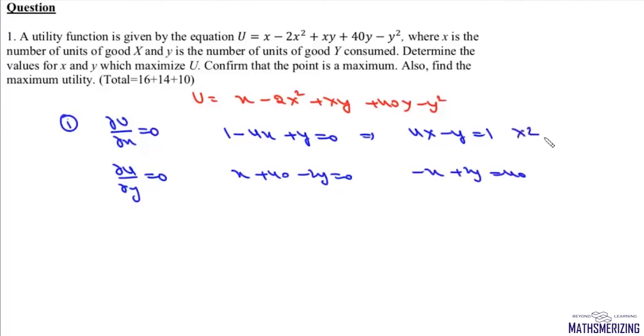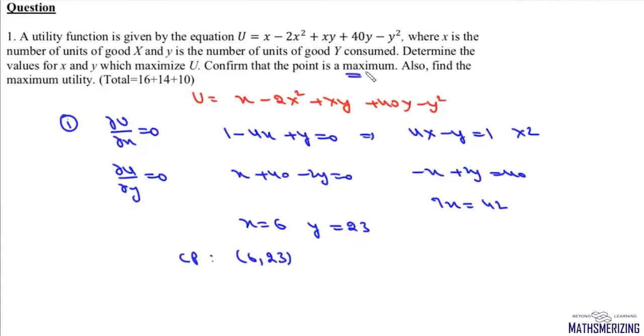Now we'll multiply it with 2 and we'll add the two equations. So we'll get 7x equals 42. So the value of x is 6, and if we put x as 6, we'll get y as 23. So the only critical point for this function is (6, 23). Now we'll need to confirm that it's a point of maximum.